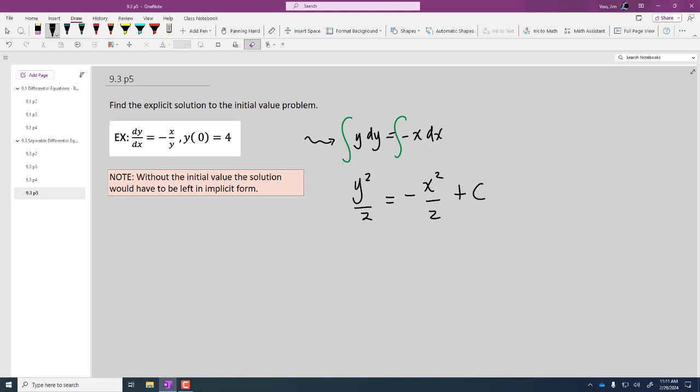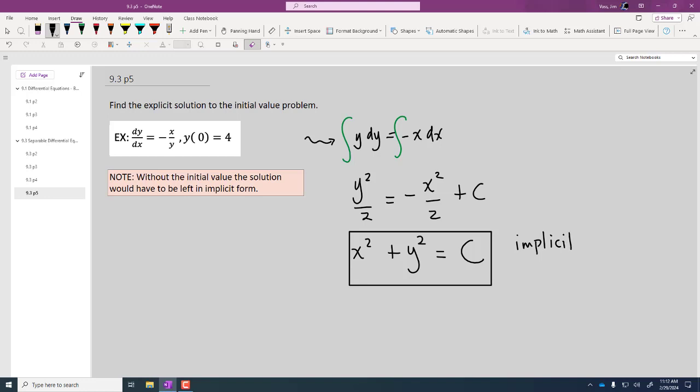So again, it's saying, let's just bear with me for a moment. So do you agree that I could add everything to one side and I could multiply by 2? Multiplying by 2 is just going to get sucked into that constant. Yep. So x squared plus y squared equals c. This is an implicit solution. And it's general, so general implicit.